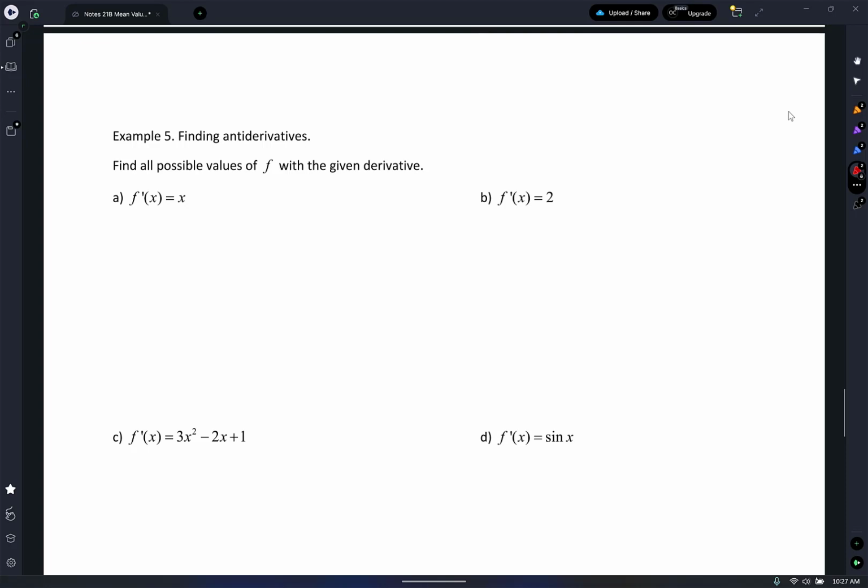All right, come on, again, focus. So here we go. All I'm doing is finding my antiderivative, finding the f. So I'm going to write f of x equals, what's the antiderivative of x?